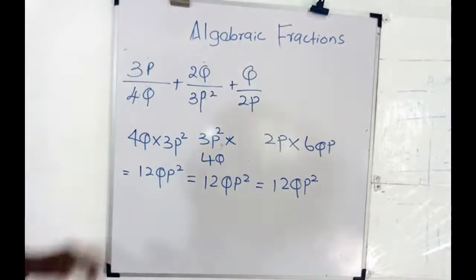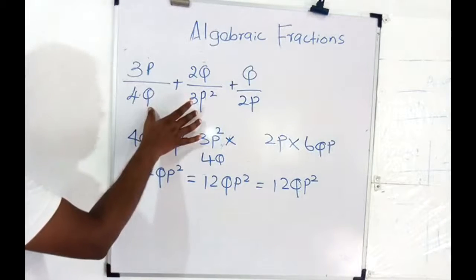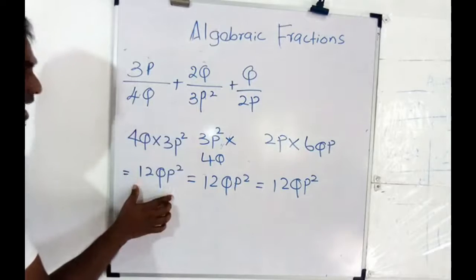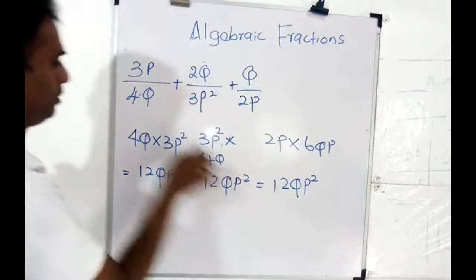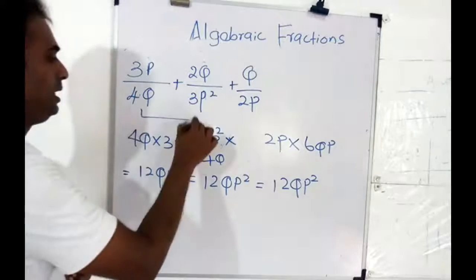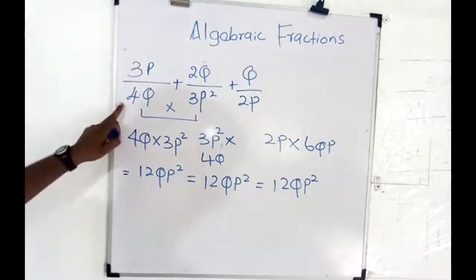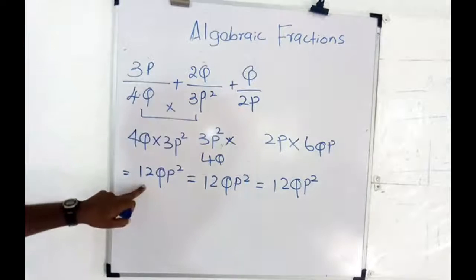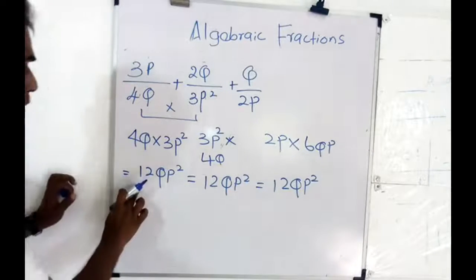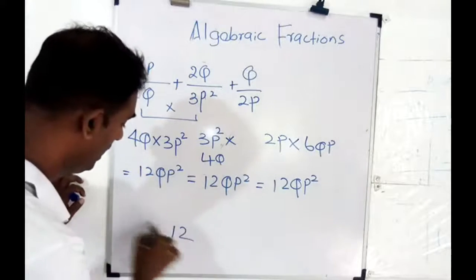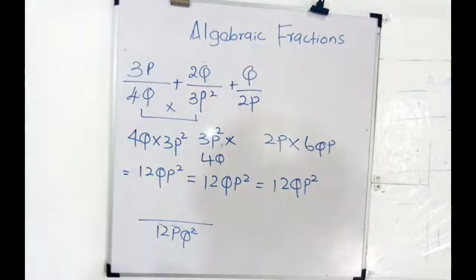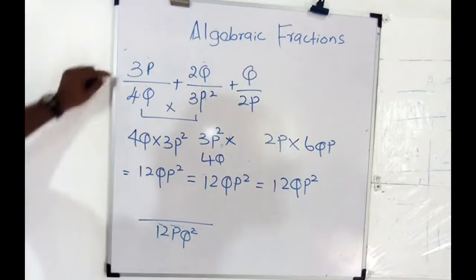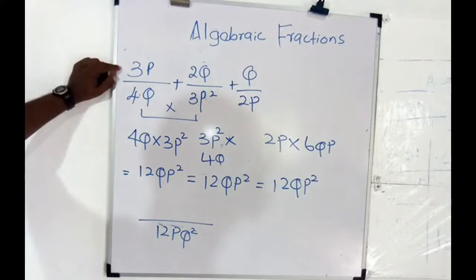Firstly, I will explain. Firstly, we want to multiply these terms, both terms, the intermediate terms. We find the answer. Now we want to tally the others for this term. The intermediate terms should be multiplied first. After that, the other one should be adjusted to this answer. 12pq squared is the LCM.